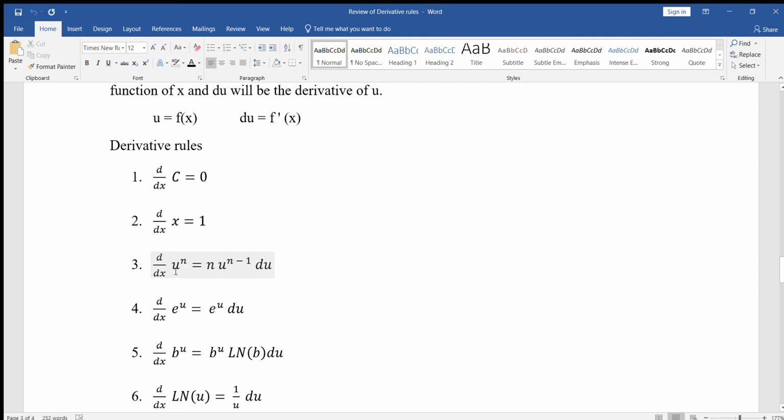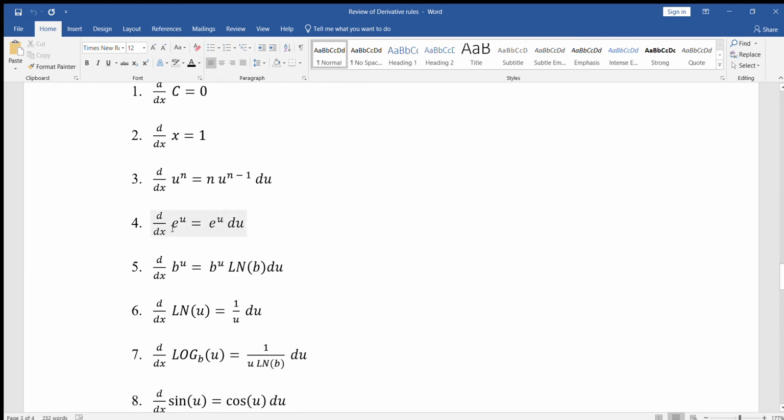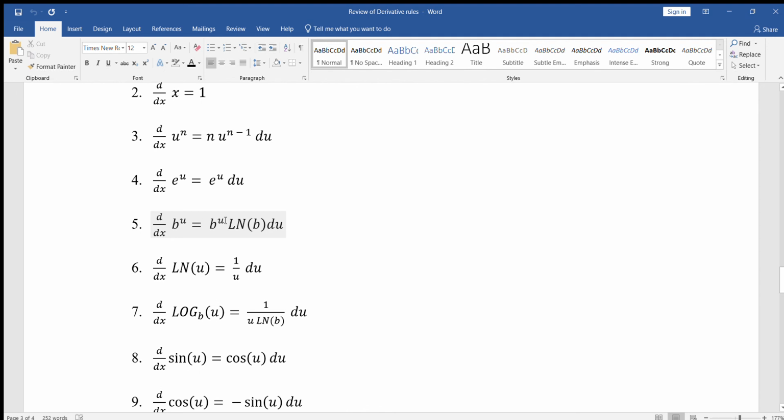If I had something like a square root, and inside that square root I had a whole bunch of algebra, I bring down the exponent, subtract 1 from the exponent, the stuff inside the grouping symbol stays the same, and then times the derivative of the inside stuff. Same thing for my e. If I had e to the x squared, then that would be e to the x squared, and then times the derivative of x squared. And I've done the same thing for all the rules above.